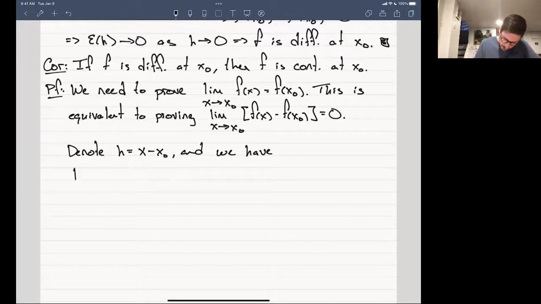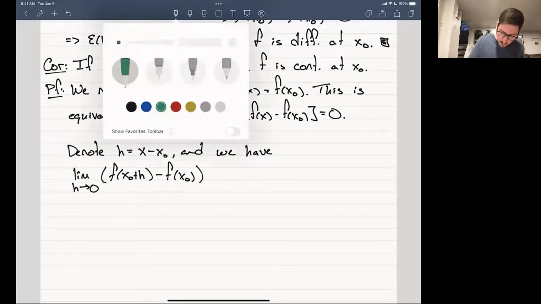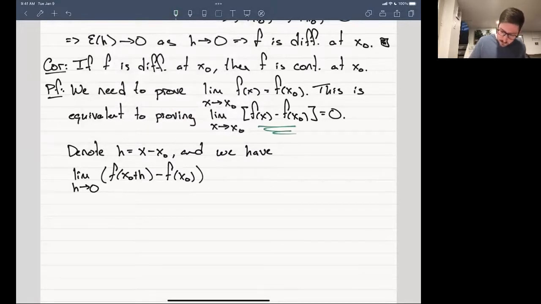So we're going to say the limit as h goes to 0, which is the same as x going to x0, of f of x0 plus h minus f of x0. So that is this limit right here that I care about. Remember from the original definition at the beginning of this lecture with the derivative, right? I can equivalently pose it with h going to 0 or x going to x0. We've seen it before.